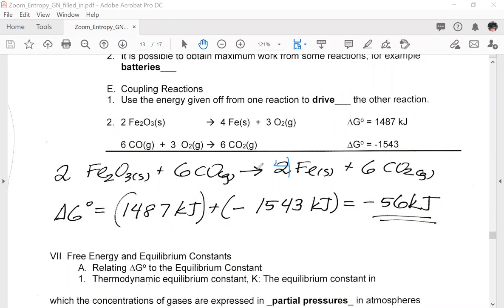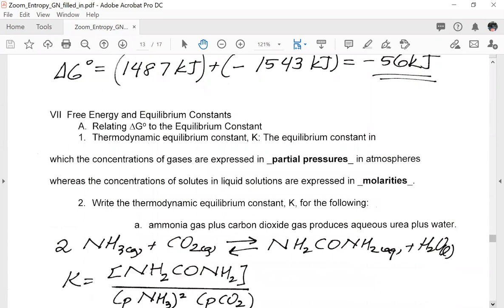So we add up the reactions on both sides, and then we simply add up the delta G's. So we take this delta G from the first reaction, we add this delta G from the second reaction, and we get a negative 56 kilojoules. Remember, negative is good in this situation. That means energy is available to do work. So the energy from this reaction made this reaction go. So that's the idea. Okay, so let me erase this little guy. Okay, so we're going to do the free energy and equilibrium constants next time.